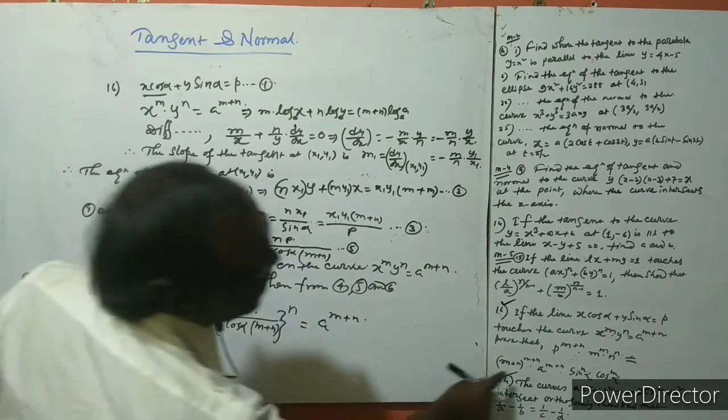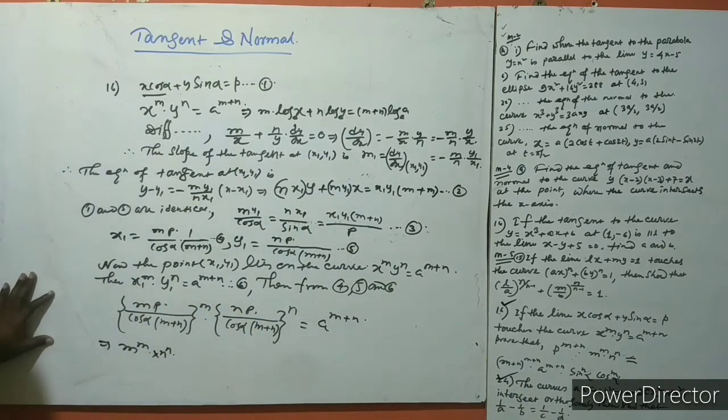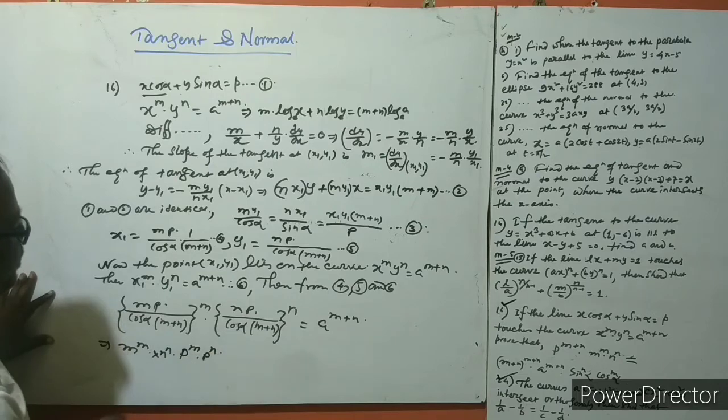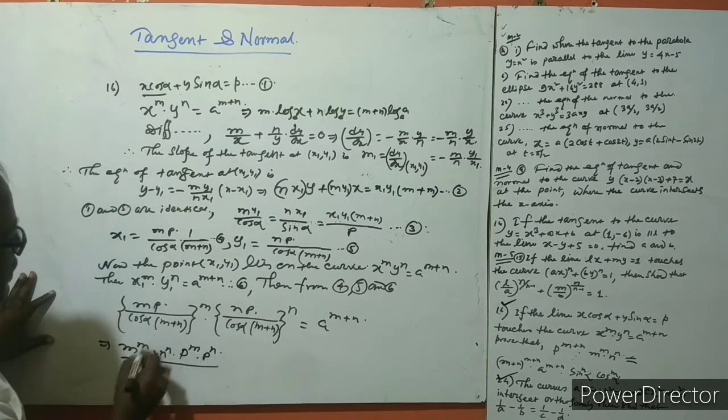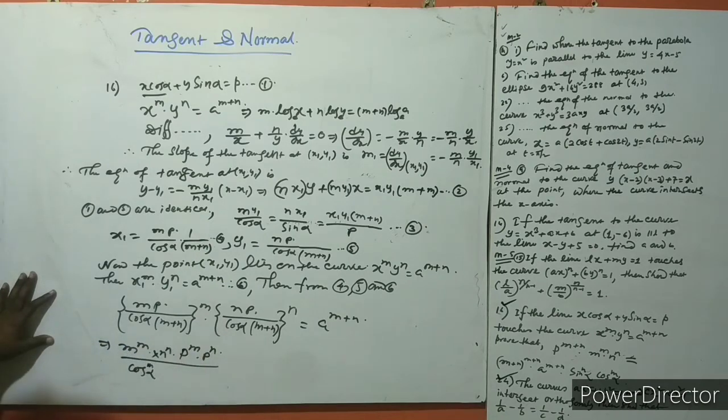Okay, see here, m to the power m and n to the power n. Okay, and here is p to the power m and also p to the power n here. And the numerator part is here cos alpha to the power m here, and both are cos.